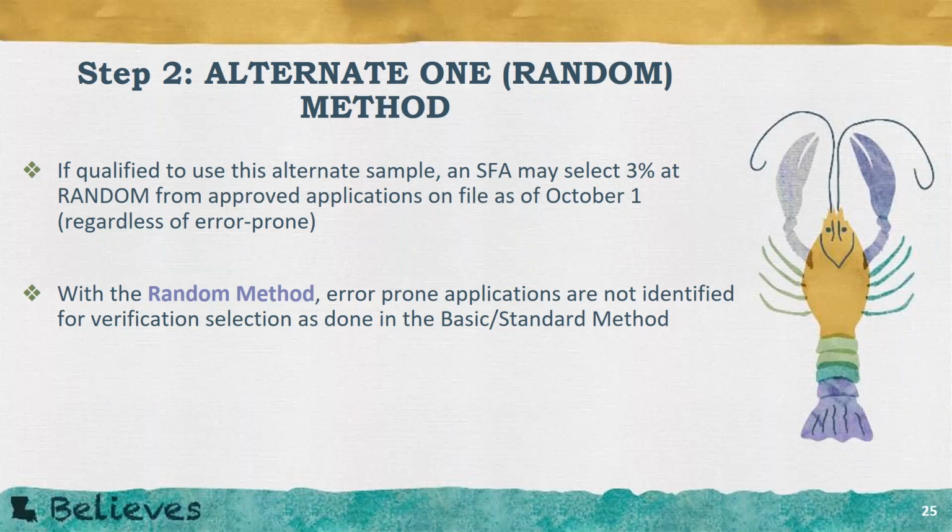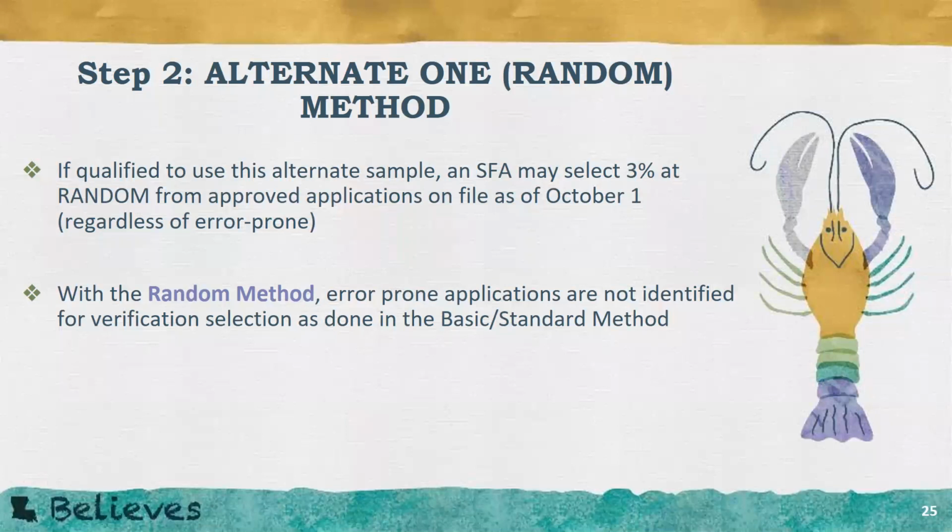In the case that your school system has less than a 20% non-response rate in school year 2022, the alternate 1 or random method is an option. The alternate 1 sample size is the lesser of 3% of all applications approved by the LEA for the school year as of October 1st of the school year, selected at random, or 3,000 applications approved by the LEA for the school year as of October 1st of the school year, selected at random.